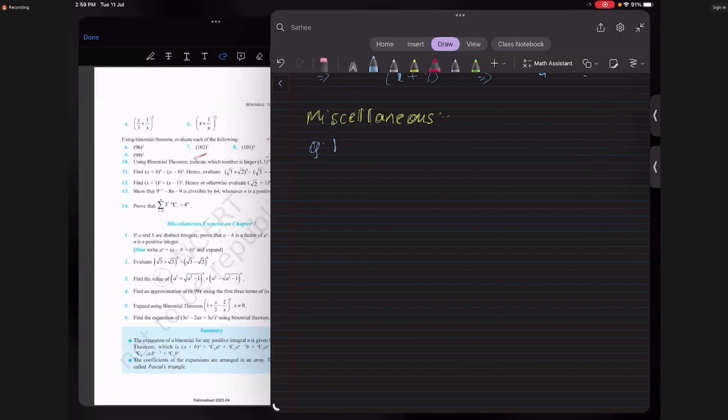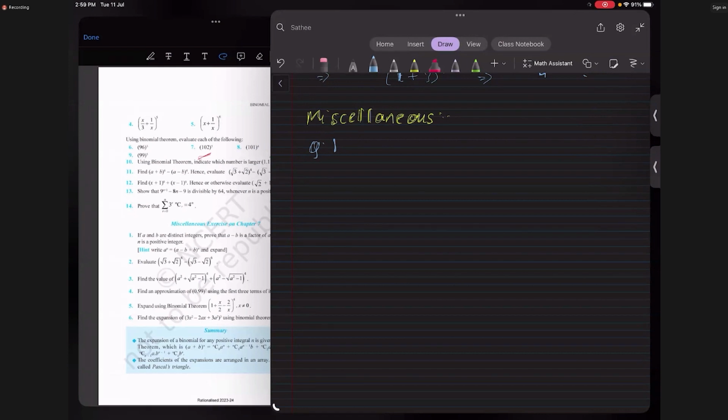it is said to prove that a minus b is a factor of a to the power n minus b to the power n. If you see, the hint is given as well in the question. So a to the power n is a minus b plus b to the power n, and you are asked to expand this. If you consider one term as x and the other term as y, then this would be n c 0 into x to the power n plus n c 1 into x to the power n minus 1 into y, and so on. The last term would be n c n into x to the power 0 into y to the power n.